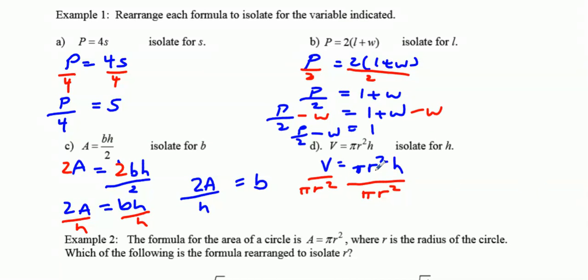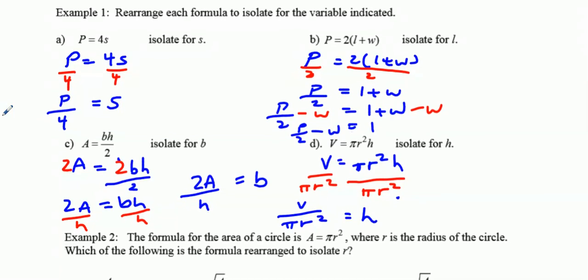So I've divided through by pi r squared. And when I do that, I cancel all this, and I'm just left with H over here, and I'm left with V over pi r squared here. And I can't simplify it anymore. There's a lot of noise coming from my skylight up there. All right, so then I'm done.